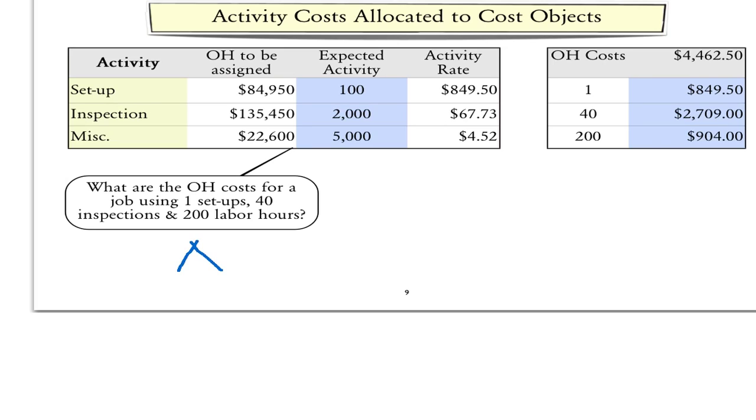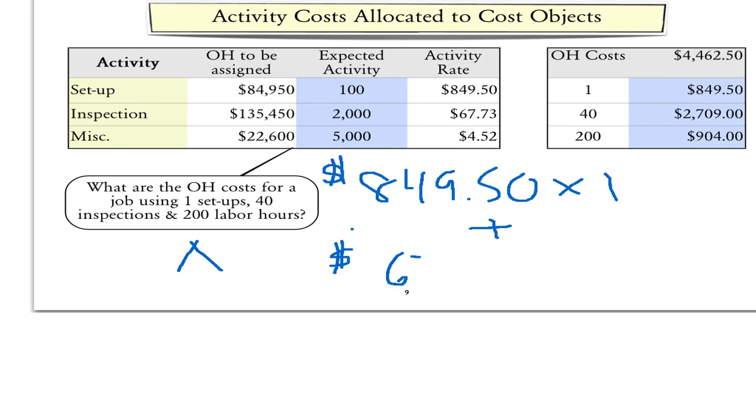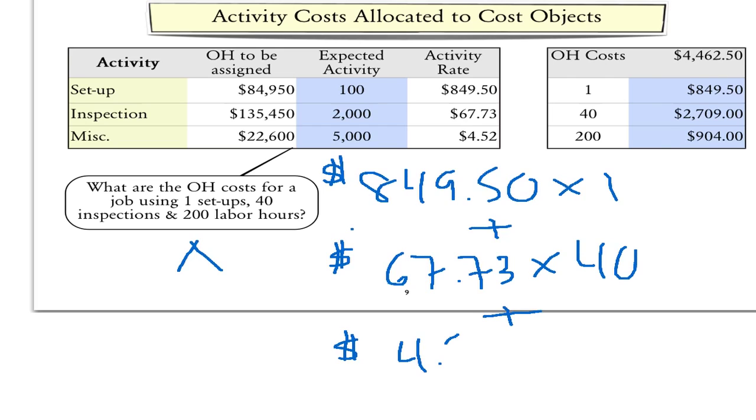Well, the total amount of overhead costs assigned to that job will be $849.50 times 1 plus $67.73 times 40 plus $452 times 200, where 200 represents the labor hours, which are the cost driver for miscellaneous charges. In the end, we end up with $4,462.50 of overhead assigned to that job.